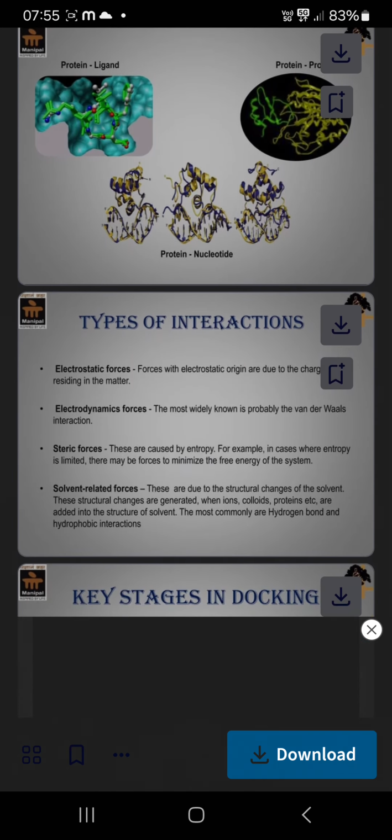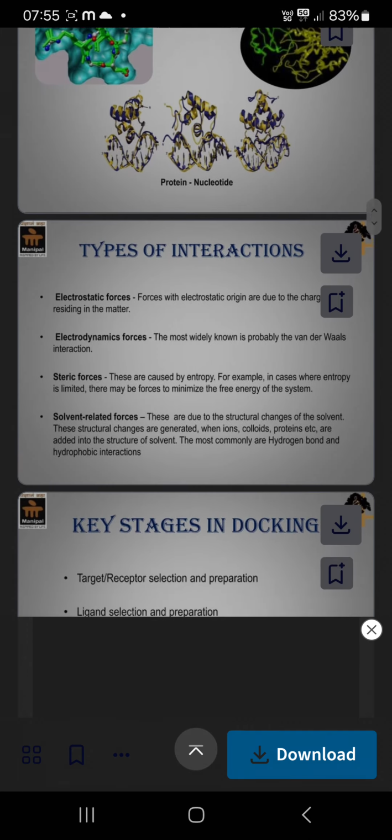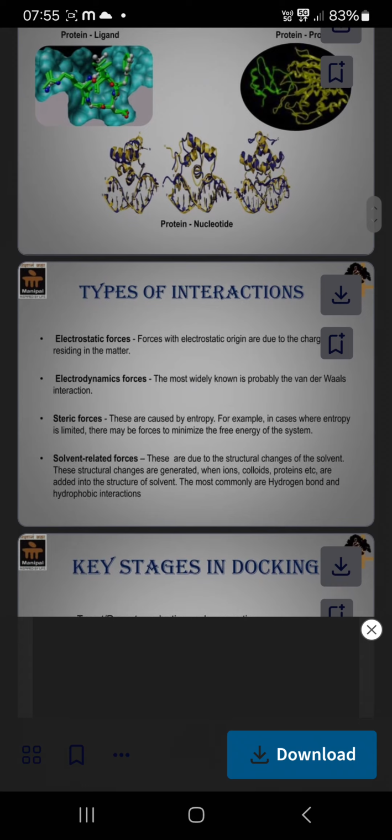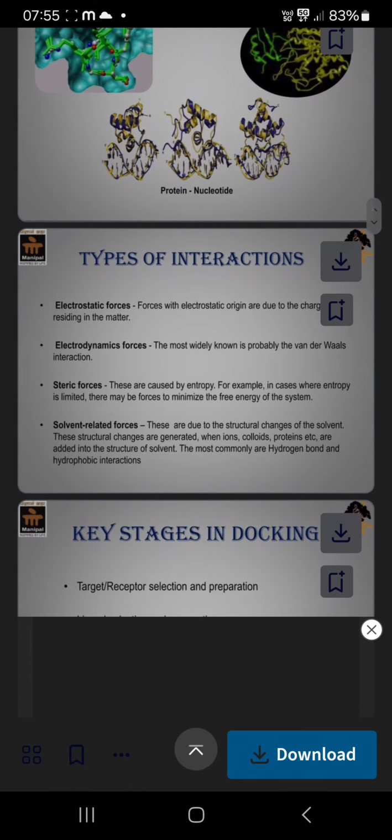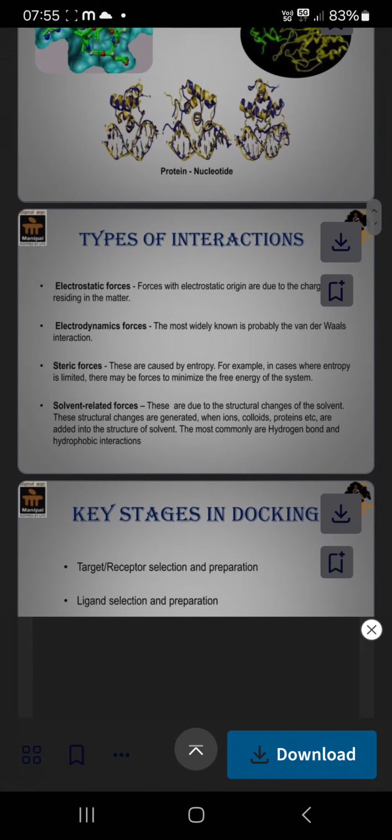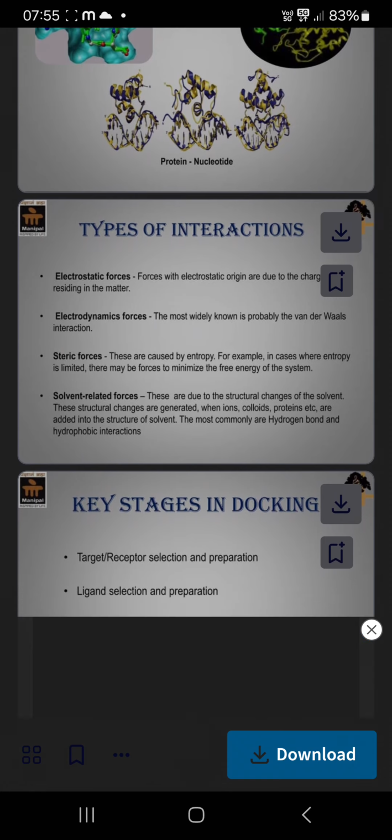Now, types of interactions: electrostatic force, electrodynamic force, steric force, and solvent related force. These forces are important. And what is the electrostatic force? The forces with electrostatic origin are due to the charges resulting in this matter. Electrodynamic forces, the most widely known is probably the van der Waals interaction, you know it. Steric forces are caused by entropy. For example, in cases where entropy is limited, there may be forces to minimize the free energy of the system. That is the steric force.